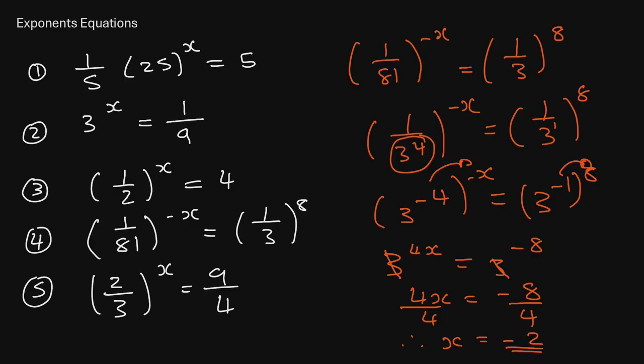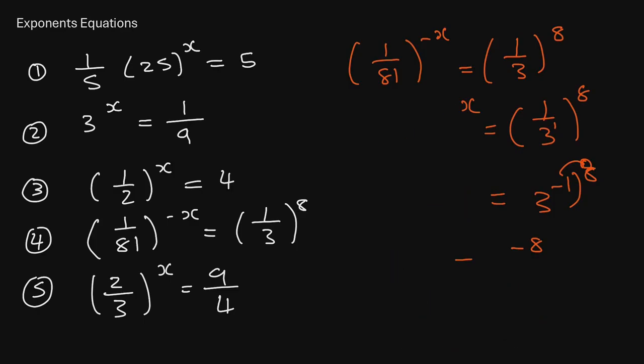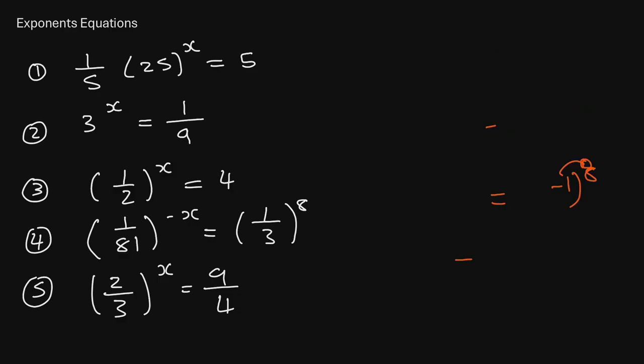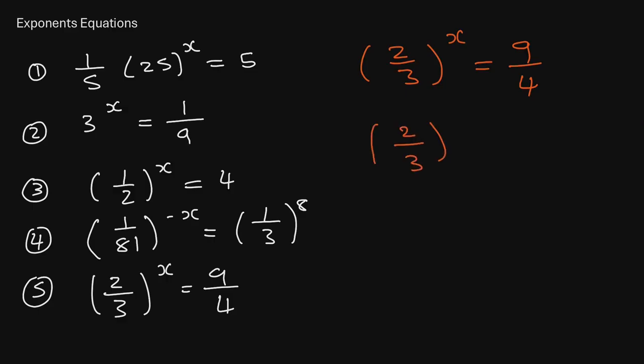So that is how we'll do the fourth one. If you look at the last one here, what we have is 2 over 3 all to the power of x is equal to 9 over 4. Now in this case, inside the bracket, this base is just like that, there's nothing we can do, so we can just write it as it is. We have 2 over 3 all to the power of x.